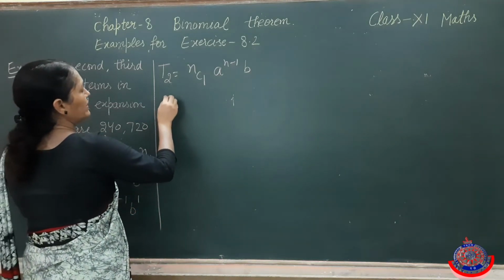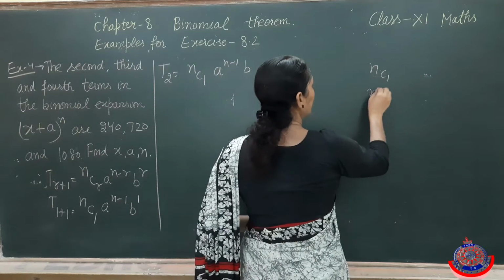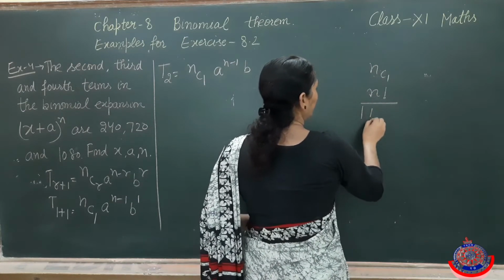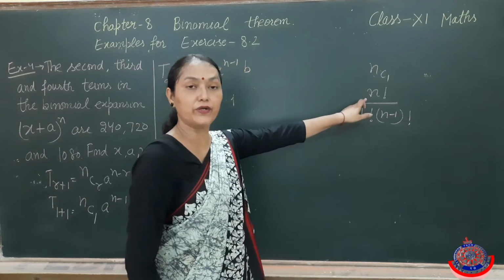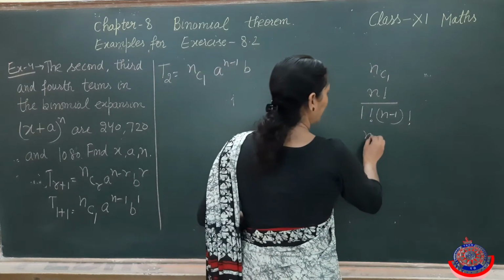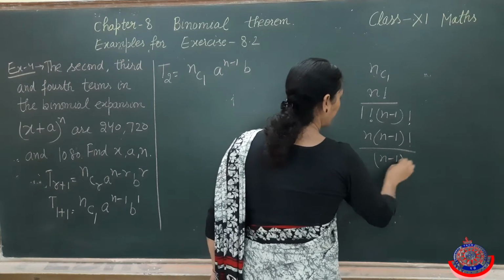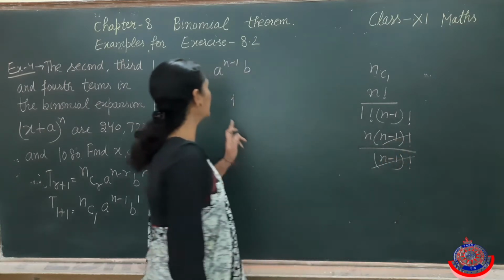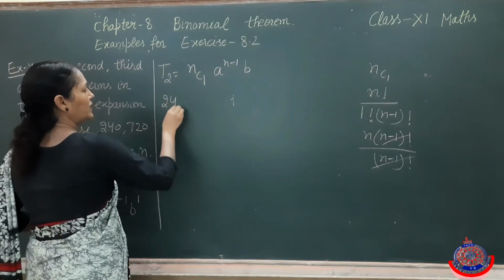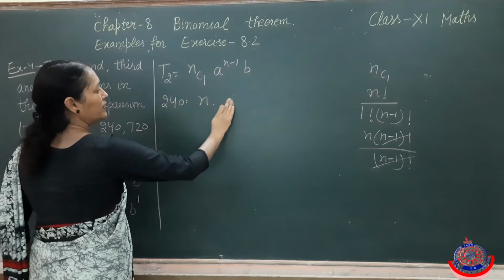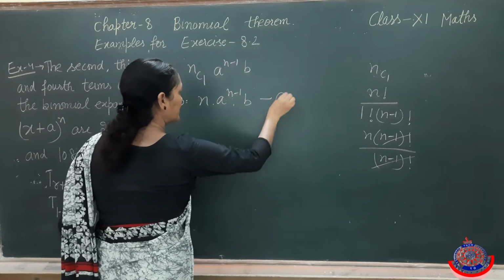So it's nC1, and nC1, as you know, means n factorial upon 1 factorial (n minus 1) factorial. If you open n factorial, it will be n into (n minus 1) factorial, so it is n only, and this is 240. So 240 equals n a^(n-1) b. Let it be the first equation.